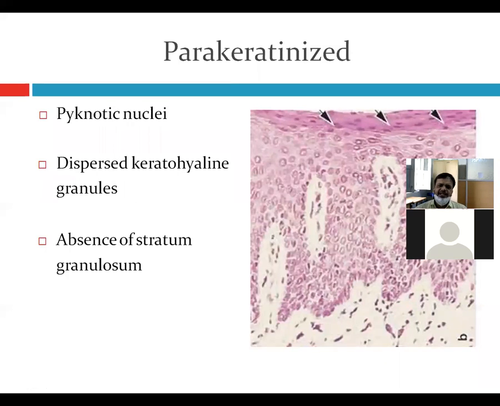Second is parakeratinized. Here in the parakeratinized we can see pycnotic nuclei. Then there are dispersed keratohyaline granules and there is absence of stratum granulosum. Whenever stratum granulosum is absent, then it is called parakeratinized. Whereas in orthokeratinized, there is appearance of keratohyaline granules, and then that epithelium is called orthokeratinized. Whereas in parakeratinized, we can't see the stratum granulosum. That is, the third layer is usually absent.